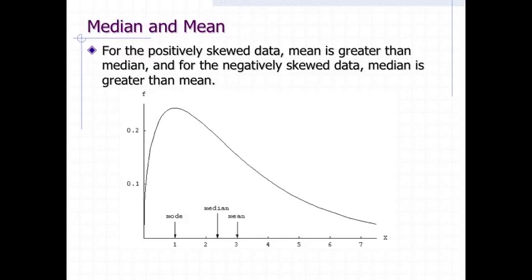For positively skewed data, the mean is greater than the median, and for negatively skewed data, the median is greater than the mean.